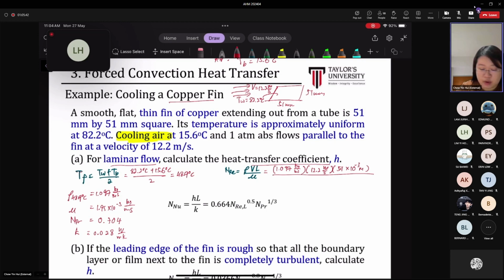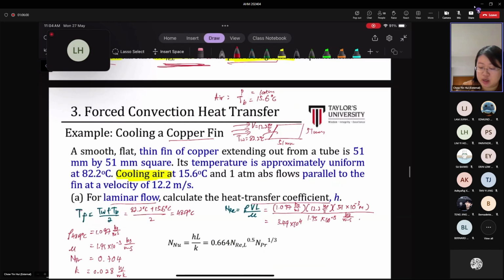All right, then divided by the viscosity, 1.95 × 10^-5 kilogram per meter second. So if we complete this calculation, it should equal 3.49 × 10^4. Okay, 3.49 × 10^4.